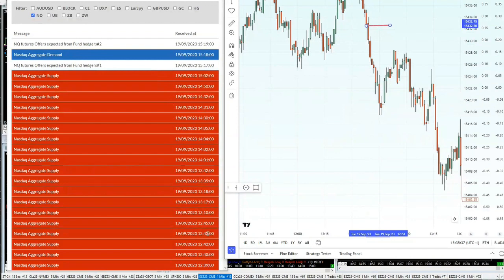1240, 1242. I'm not going to mark them all, guys. So 1240, the 1239 candle, supply. They sold it again. 1242, supply. They sold it again. 1243, 1245, supply. 1244.